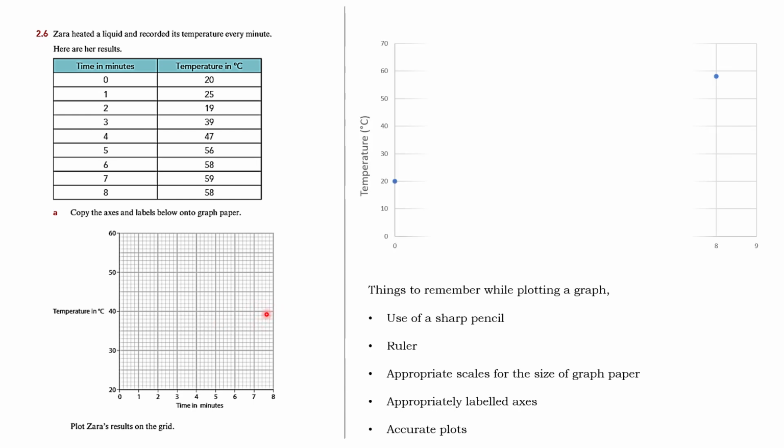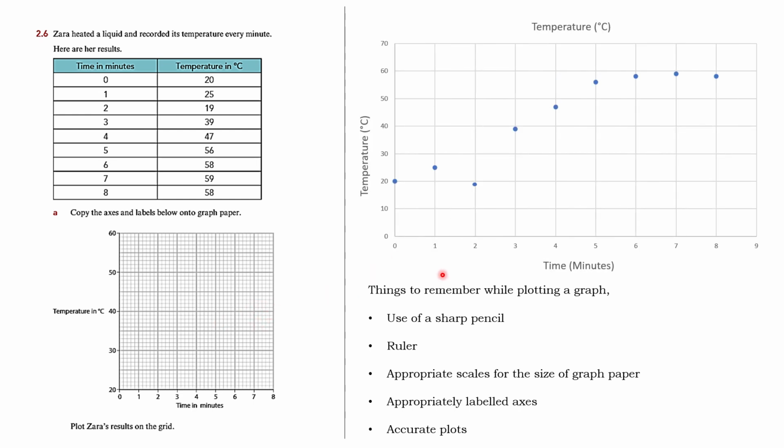So now, following these guidelines, I have plotted this graph. So as you can see over here, this is the graph given, and when I have plotted these points, you can see at 0 minutes the value of the temperature was 20 degrees Celsius when Zara recorded it. So at 0 it is 20 degrees Celsius. So as you can see how accurately I have plotted, in the same way you have to plot it on the graph paper. Now, once we are done with plotting the graph, let's move ahead and solve the next question.